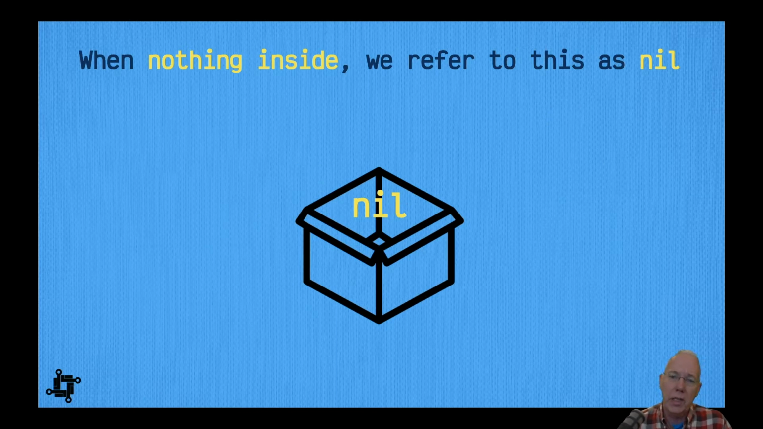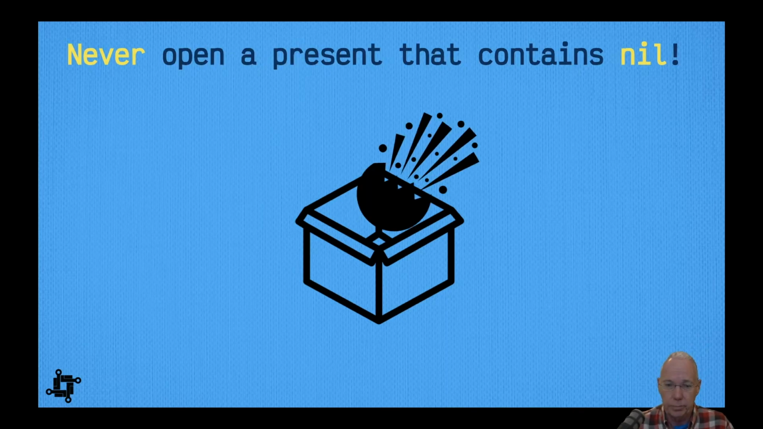So when there's nothing inside, we refer to this as nil. Nil is like a nothing. It's not 0 because 0 is a valid integer number. It's just empty. It doesn't exist. And so therefore, in this box, if there's nothing in the box, you did not receive a present, then this is referred to as nil in the language.